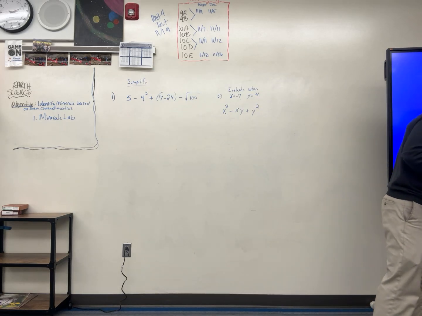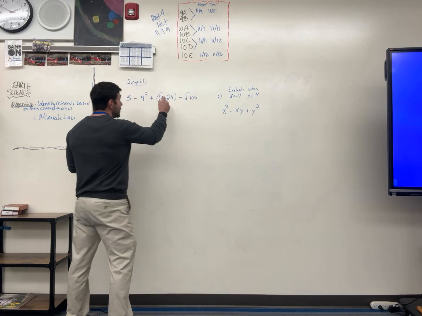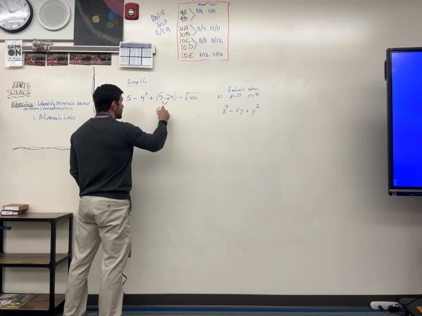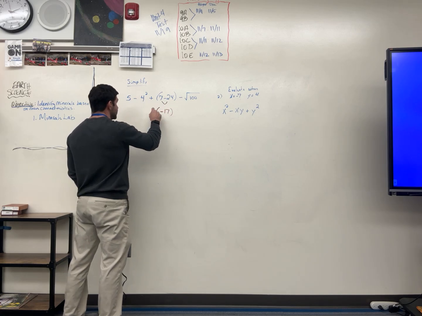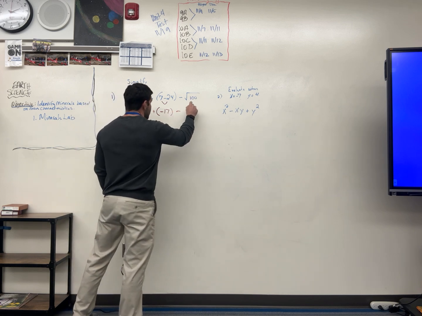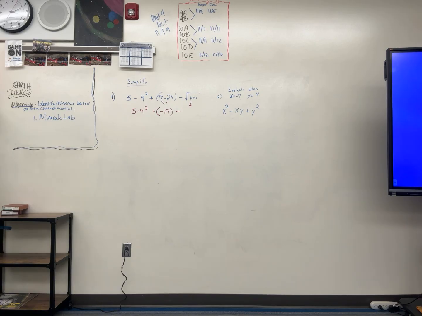So when we look at this, we have to do all of our grouping symbols first from left to right. There are parentheses that we're going to do first. 7 minus 24 is going to give me negative 17. So I bring everything else down. But the square root is also a grouping symbol that you need to do.